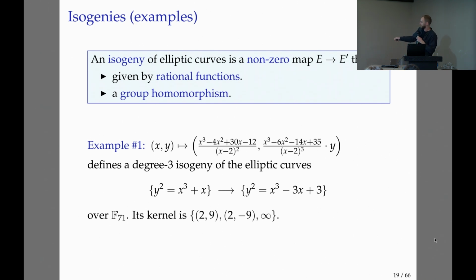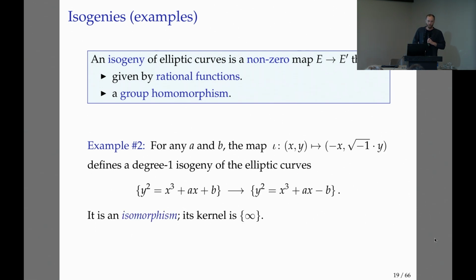Indeed, you have these denominators, and there are powers of x minus 2 in the denominators, which means that the points that get mapped to infinity under this map are points with x coordinate 2. And there are 2 of those, I wrote them down here. And of course, the kernel also contains the point at infinity by definition. It's a group homomorphism, so it should preserve the neutral element. And that makes it degree 3, because there are 3 points in the kernel in this case.